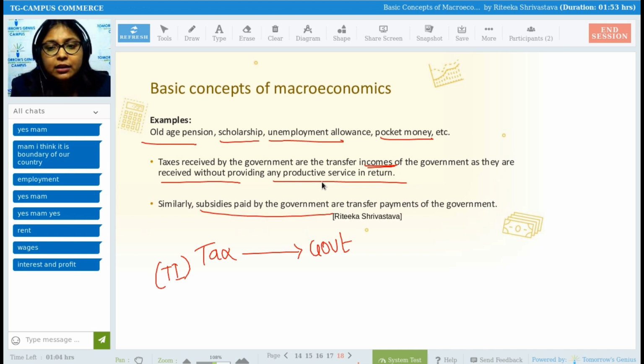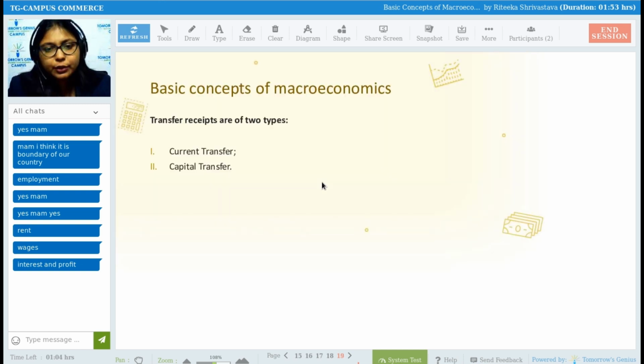It is not going to do any favor or any welfare for the individual person. Whatever the government does is for the entire country, for the entire nation. In the same way, subsidies paid by the government are transfer payments of the government. Subsidies are what? Discounts which the government gives to poor people basically. Those are also transfer payments because they give subsidies, but in return, poor people are not going to give them any kind of goods and services. Poor people are not going to give any kind of goods and services to the government. So subsidies are also part of transfer income.